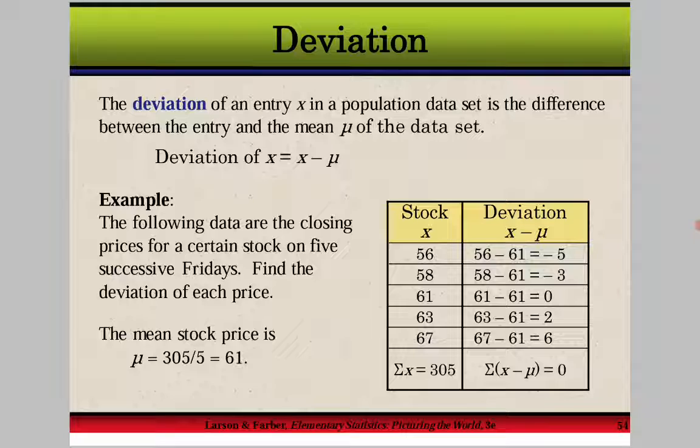So deviation is calculated for each and every item of a data set. The stock or data item is x. So deviation is equal to x minus mu, where mu is the mean of the data set. So 56 minus 61 is minus 5, 58 minus 61 is minus 3, 61 minus 61 is 0, 63 minus 61 is 2, 67 minus 61 is equal to 6. So sigma of x minus mu is equal to 0. So the deviation sum is 0, and the mean is 61.